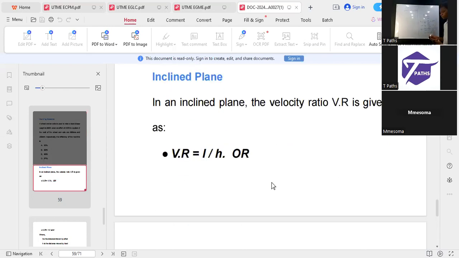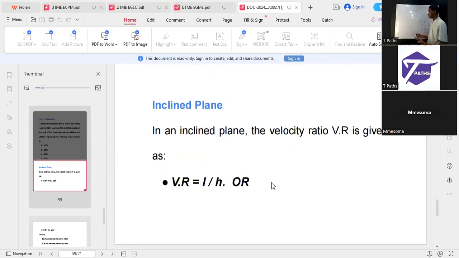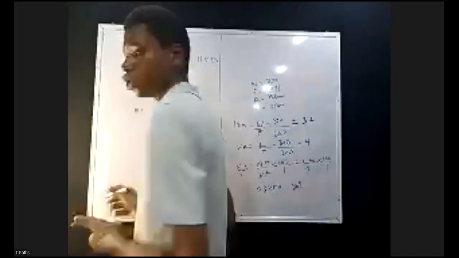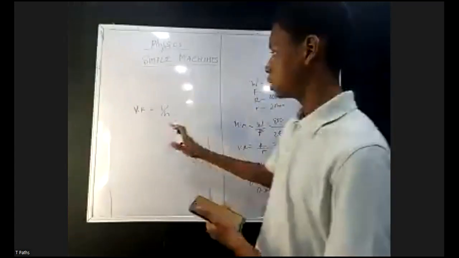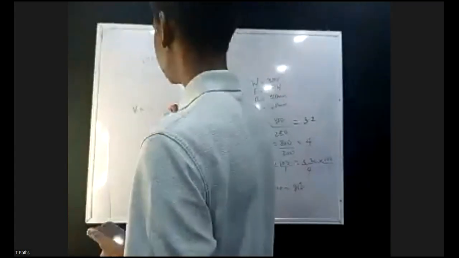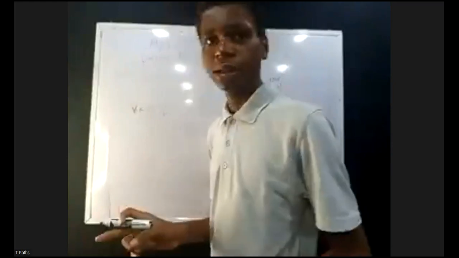So now for inclined plane, I'll be explaining this way. The velocity ratio in an inclined plane is calculated with the formula L over H. All right, I'm going to explain. Inclined plane, this is L over H. The L is the distance moved by effort, and H is the distance moved by load.